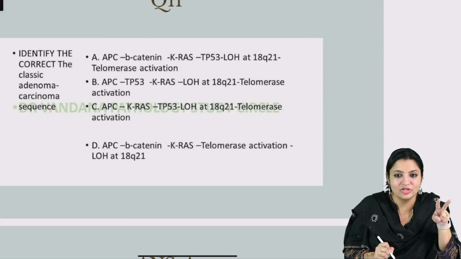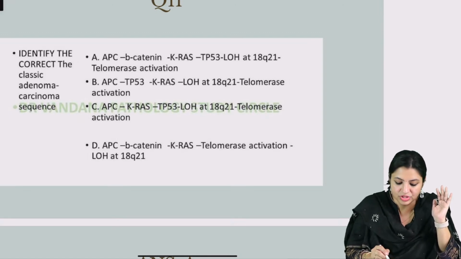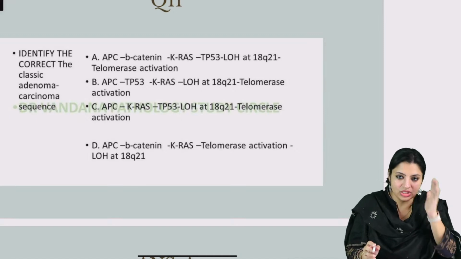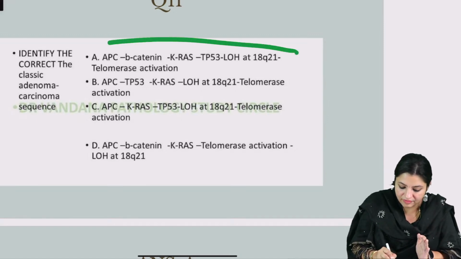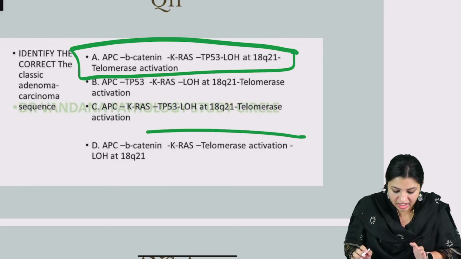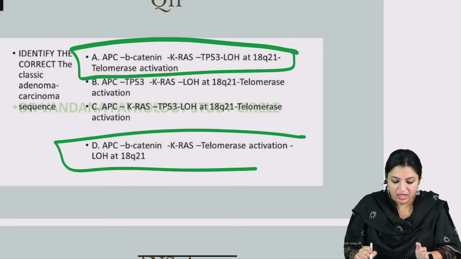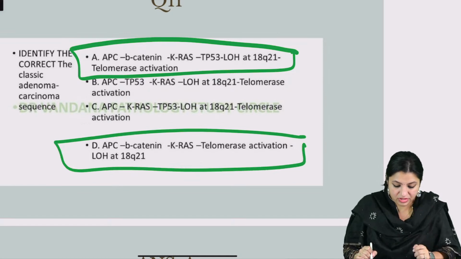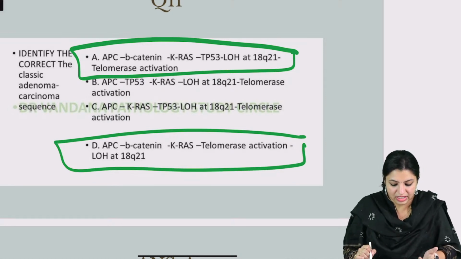Once the APC is lost, beta catenin gets activated. So this will lead to activation of beta catenin. Whenever we have an APC mutation, beta catenin should get activated. So those options are correct now. Once you know this much, we are left with only two options here, that is APC and beta catenin. Both the options look correct, only one is missing in one.